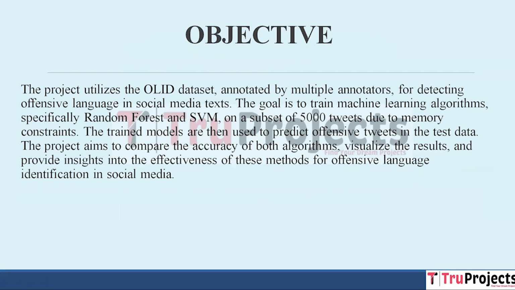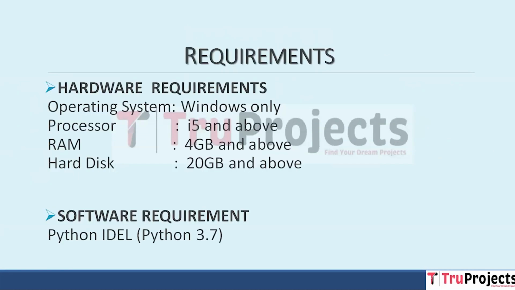The trained algorithms are then used on test data to predict offensive tweets. The project's goal is to compare the accuracy of these algorithms, illustrate the data, and provide insights into the efficacy of both methods for detecting objectionable language in social media.